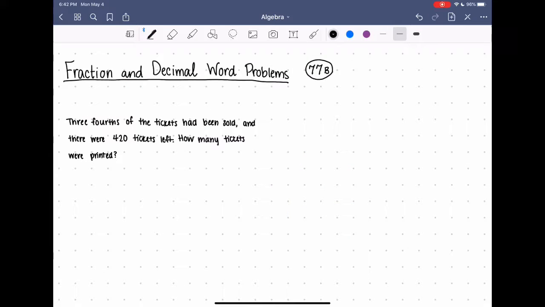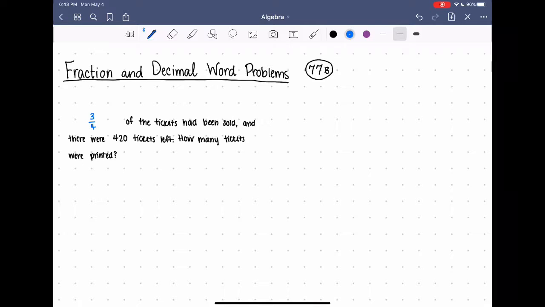Okay, now let's look at this one. 3/4 of the tickets had been sold, and there were 420 tickets left. So how many tickets were printed? Okay, first off, they're trying to trick us here by not writing 3/4 as a fraction. They wrote it out as words so that maybe you would miss it. So I'm just going to erase that, and I'm going to rewrite it as a fraction. So 3/4 of the tickets had been sold, and there were 420 tickets left, and I need to know how many were printed to begin with.